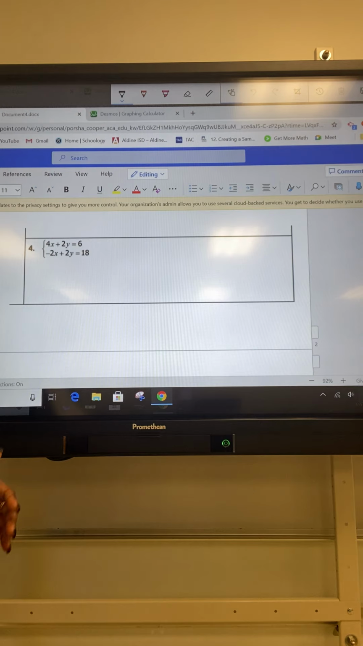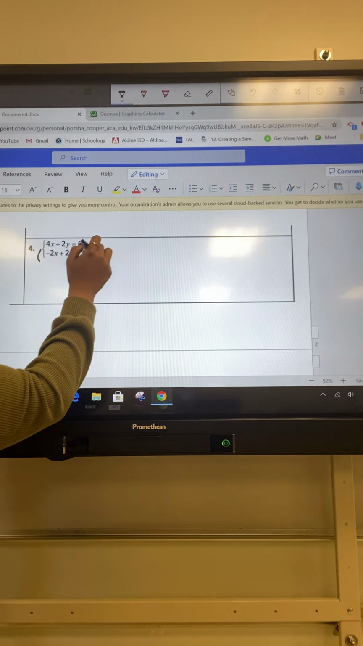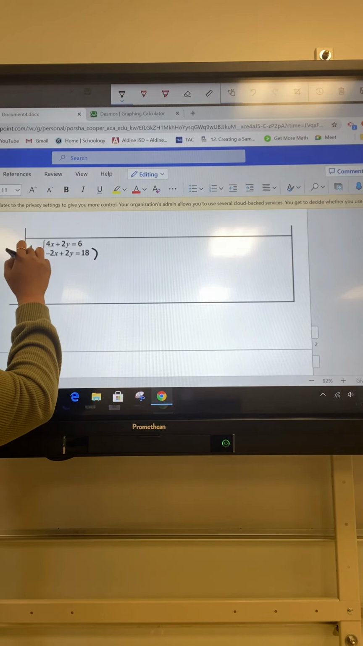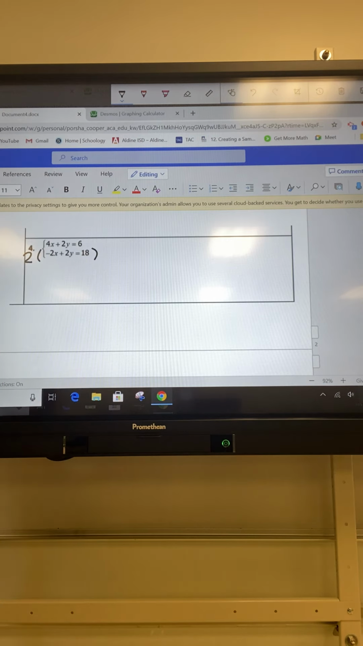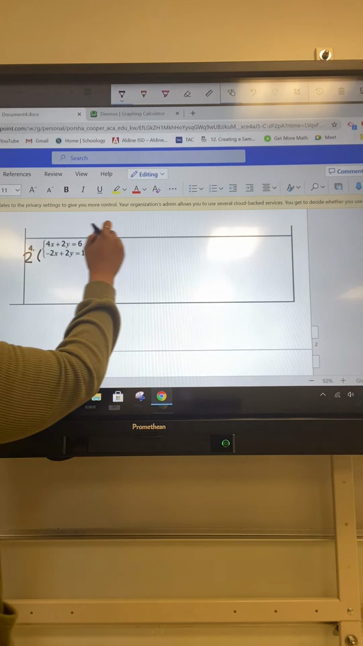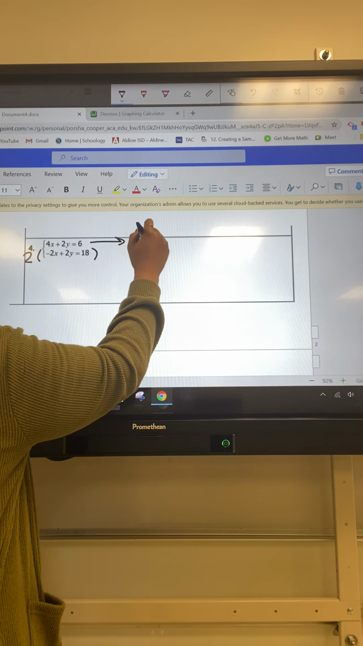All right, so there's two ways you can do this. What I see here is that this is a positive 4. So if we can make this a negative 4, then the x's are going to cancel out. So we can do that by multiplying this equation. We're going to multiply the second equation by 2, and that's going to give us a negative 4x, and then we'll be able to cancel out the x's. So this equation is going to stay the same.